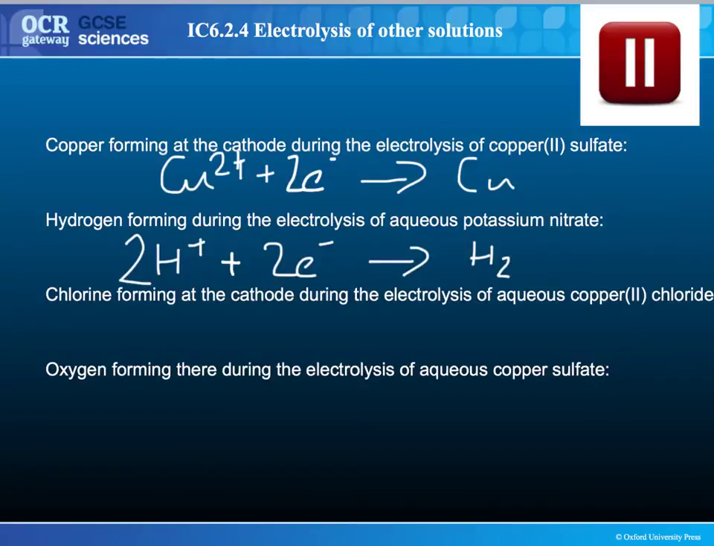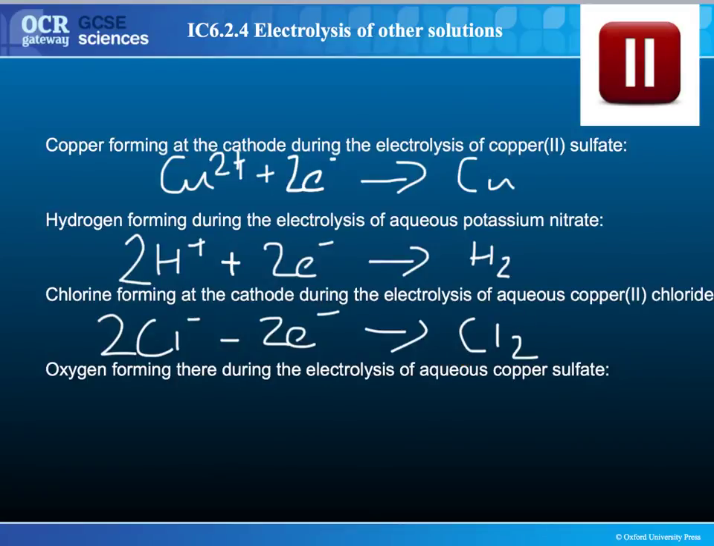Chlorine forming at the cathode, which is incorrect. Chlorine forms at the anode. Chlorine gas is formed from chloride ions. We require 2 chloride ions, losing a total of 2 electrons to form chlorine gas. Again, the chloride ions would be aqueous and the chlorine gas would be a gas.